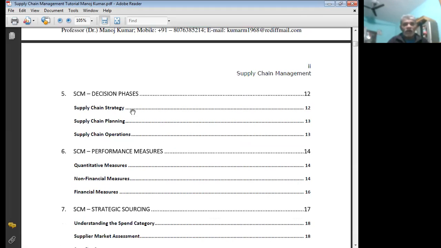Supply chain strategy: what will be the strategy of the supply chain, what will be the supply chain planning, what are the supply chain operations. These are the decision phase. Then the performance measures of supply chain management: quantity measures, non-financial measures, financial measures.